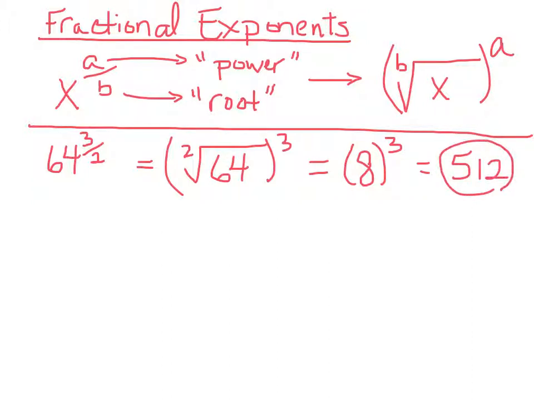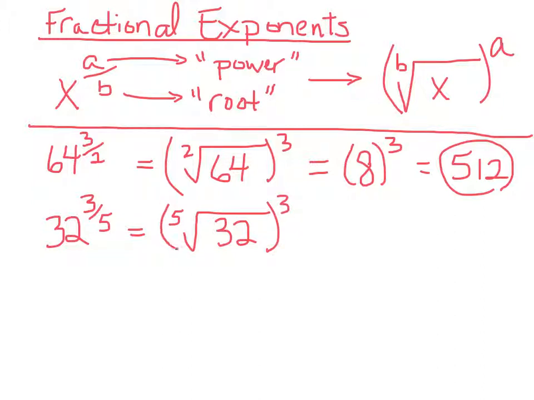Alrighty, so let's say I have 32 to the 3/5 power. So again, the 32 is going to go underneath the root. Now it's 3 over 5, power over root. So the root will be 5 and the power will be 3. So you start with doing the 5th root of 32. So that's what number can you multiply by itself 5 times and get 32, which would be 2. 2 times 2 times 2 times 2 times 2. Then you're going to raise that to the 3rd power, and your answer will be 8.